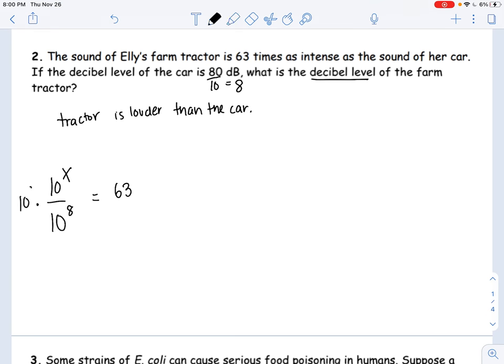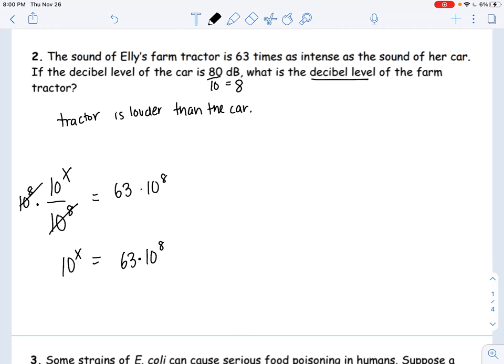So I'm going to multiply this side by 10 to the power of 8 and this side by 10 to the power of 8, which cancels those out. 10 to the power of X equals 63 times 10 to the power of 8. It's a very big number, so I'll leave it as it is.